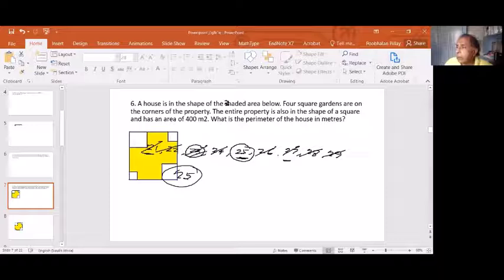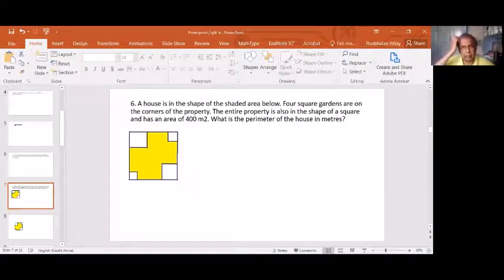All right, let's have a look at this next problem. There's a long story here. A house is in the shape of the shaded area. Okay, so the shaded area represents a house. Maybe you're looking at it from the top. The back of the house, the front of the house, the sides, and so on. And the 4 square gardens at the corners of the property. So these are all gardens here. The entire property is also in the shape of a square, and its area is 400 square meters.